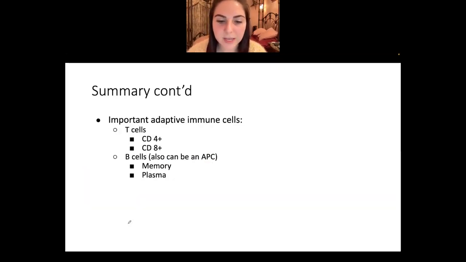And then very briefly, because we're going to go into a lot more detail, important adaptive immune cells are your T cells, main two types, CD4 and CD8. CD4 binds to your MHC class 2s, and CD8 binds to your MHC class 1s. And then your B cells, remember, can also be antigen-presenting cells. When they get activated, they turn into both memory cells and plasma cells, and we'll talk way more about this on Thursday.